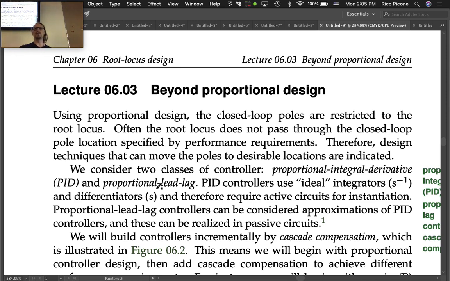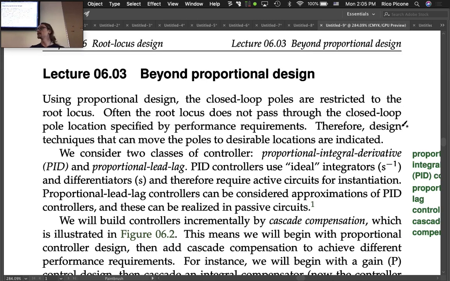Therefore, design techniques that can move the poles to desired locations are indicated. So that's what we're going to do. We're going to learn how to move that root locus around and just manipulate it in general. So we consider two classes of controller: proportional integral derivative, or PID, and proportional lead lag. In fact, we're really only going to talk about PID controllers, other than this really high-level discussion of lead lag. If you take Control 1 in the fall, we'll talk more about lead lag controllers too.